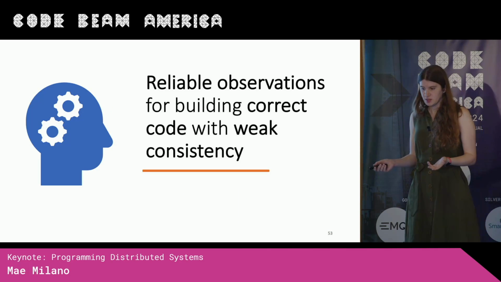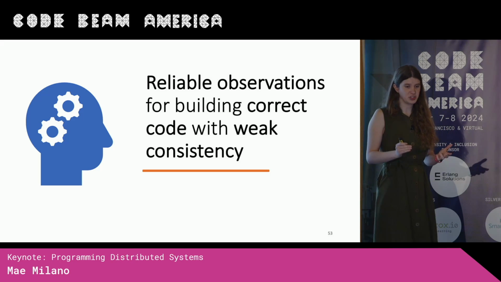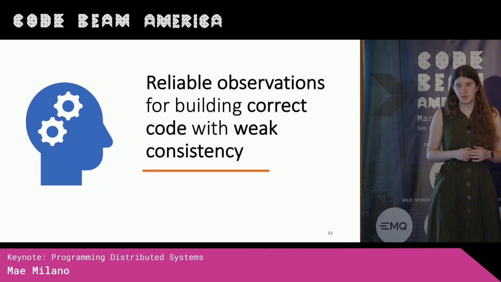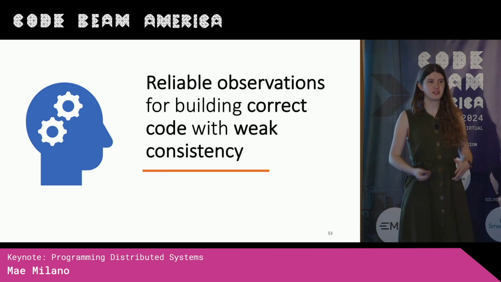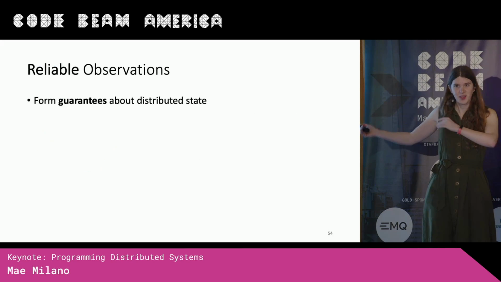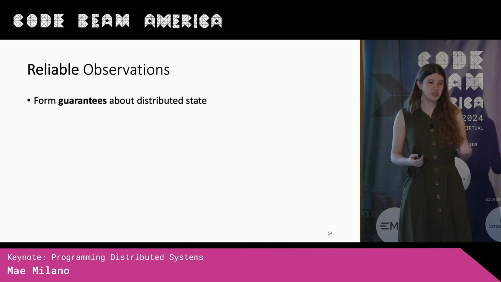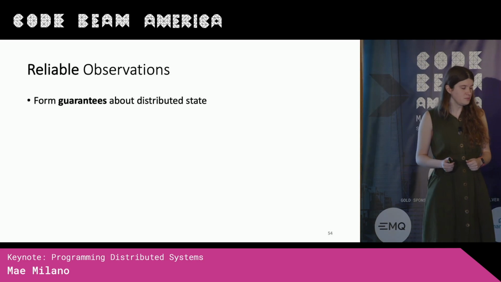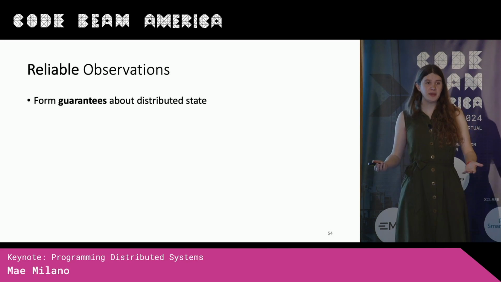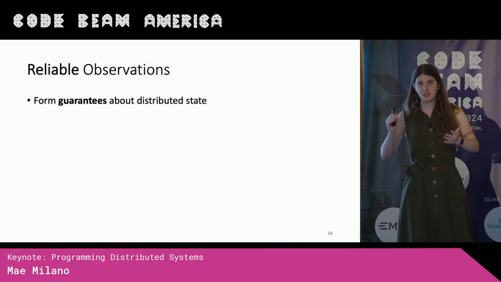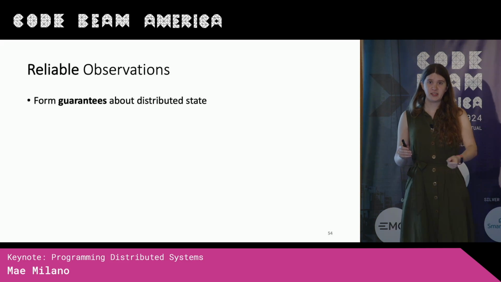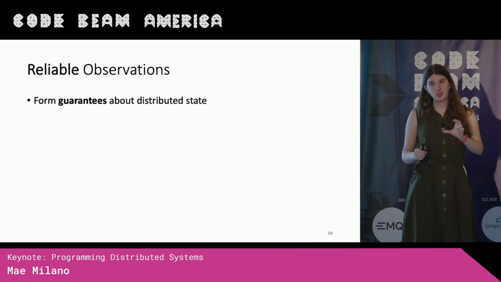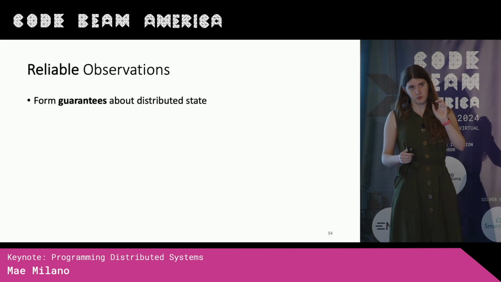What we're going to need is basically a set of reliable observations which will allow us to work with weak consistency. Now, a reliable observation isn't like a term of art. It's not a known thing in the field. I made it up for the talk. And for the purpose of the talk, a reliable observation is any observation which is able to form a guarantee about distributed state. For example, if I'm in a traditional database and I start a serializable or strictly serializable transaction, and I perform a read in that transaction, that read is a reliable observation. For the duration of my transaction, that is a guarantee about the value of the read distributed state.